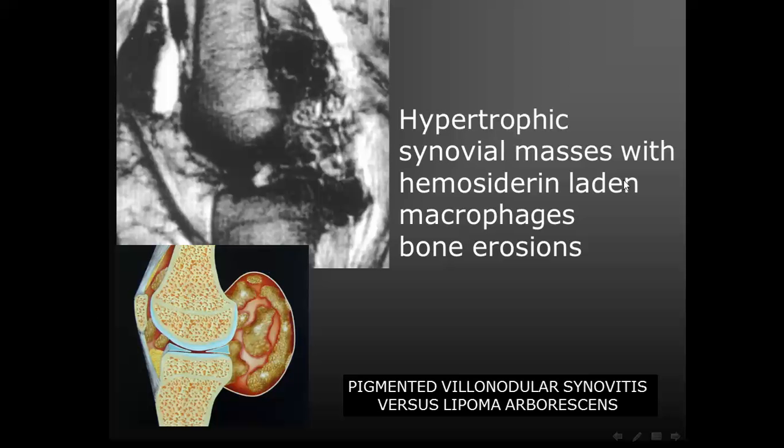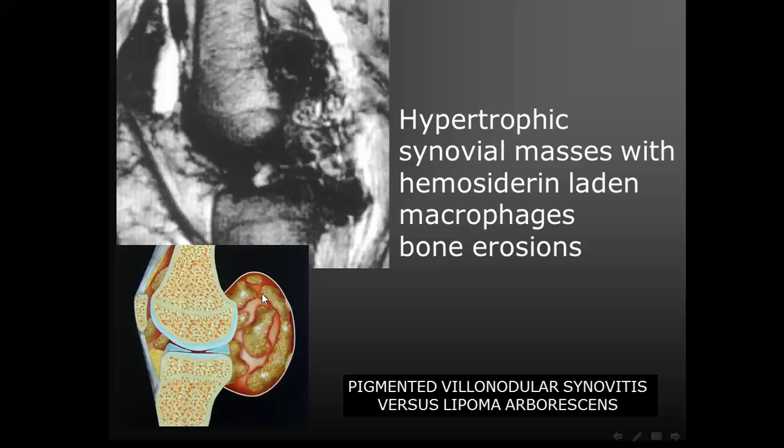In hypertrophic synovial masses with hemosiderin-laden macrophages, that means pigmented villonodular synovitis, it will appear low intensity in MRI, and it is not inside the joint, it is related to the joint, as you said before, and of course it is formed of masses laden with hemosiderin-laden macrophages.